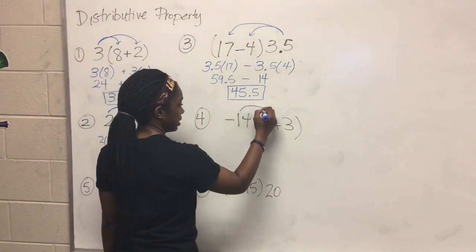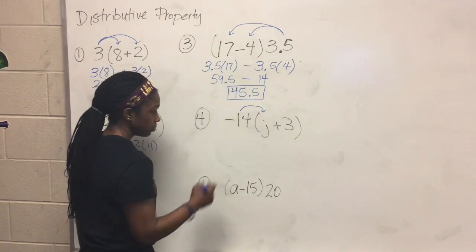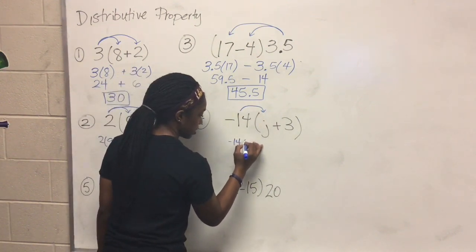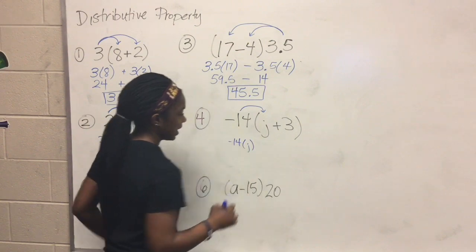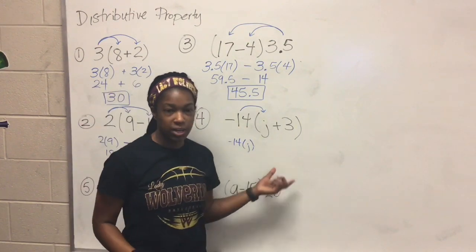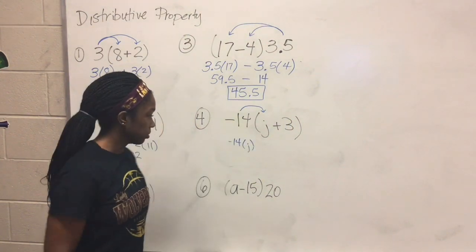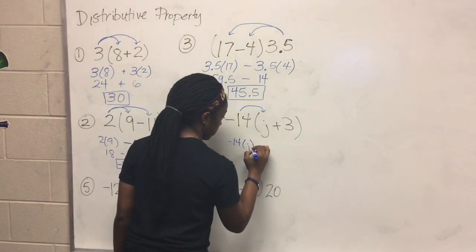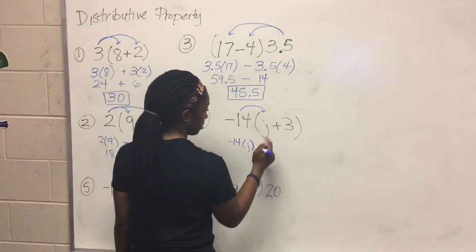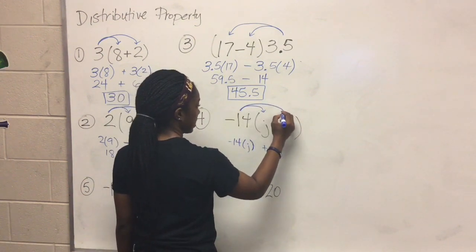Negative 14 times j. Then we're gonna write it. Negative 14 times j. So you cannot add a variable or subtract it or divide it, but you can multiply a variable and a number, okay? Plus negative 14 times 3.